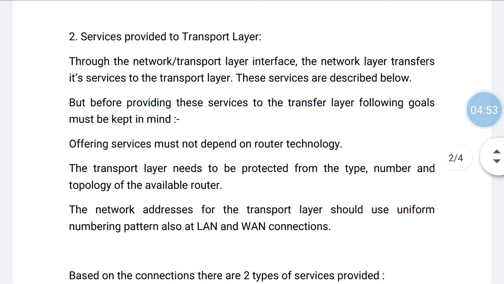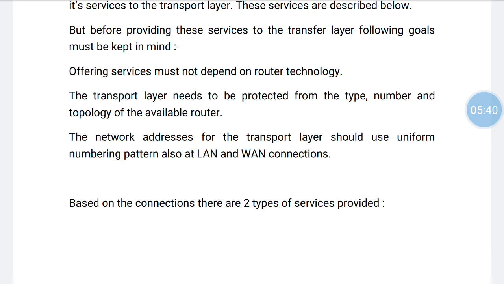Next is the service provided to the transport layer. The network layer provides services to the transport layer at the network layer interface. An important question is what kind of services the network layer provides to the transport layer. The services should be independent of the router technology, and the transport layer should be shielded from the number, type and topology of routers. The network addresses made available to the transport layer should use a uniform numbering plan, even across LANs and WANs. These are the services provided to the transport layer.